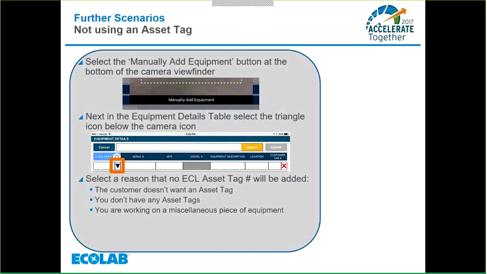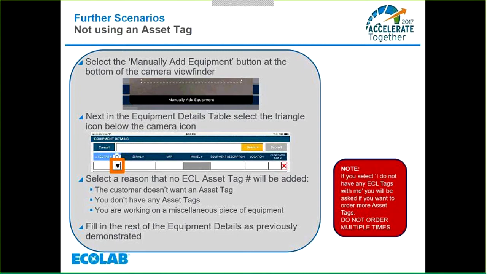The customer doesn't want an asset tag, you don't have any asset tags, or you are working on a miscellaneous piece of equipment such as a cart or a sink. Fill in the rest of the equipment details as previously demonstrated. Note, if you select I do not have any ECL tags with me, you'll be asked if you want to order more asset tags. Do not order multiple times.